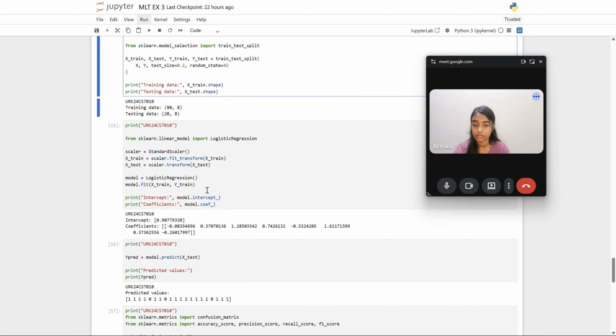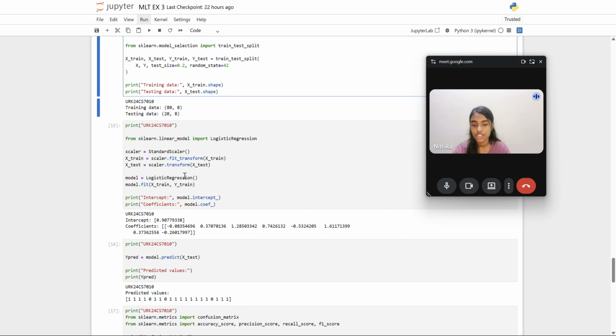So here the StandardScaler is used to normalize the features. Then fit_transform learns the scaling from the training data and transforms it. Transform applies the same scaling to the test dataset.